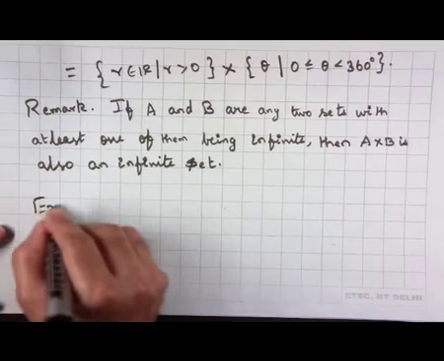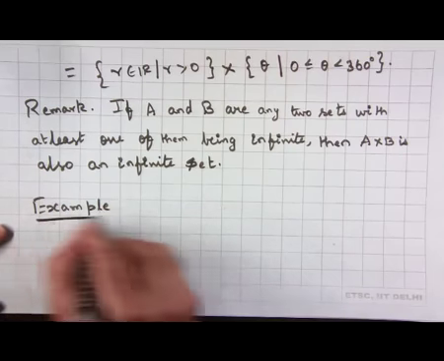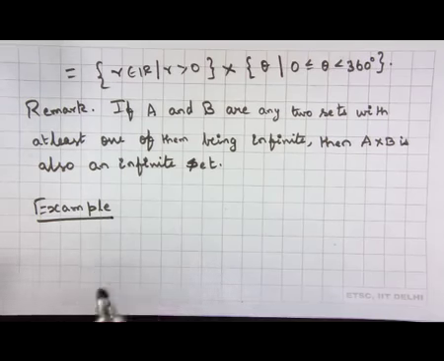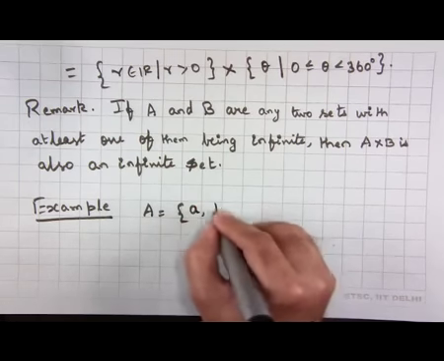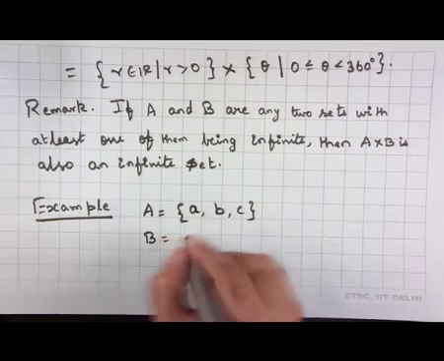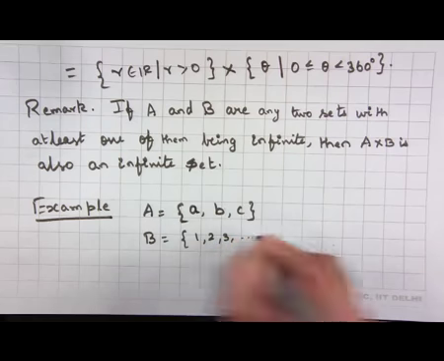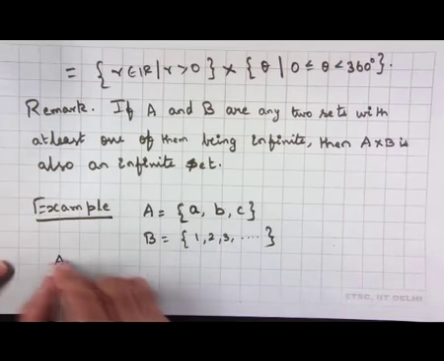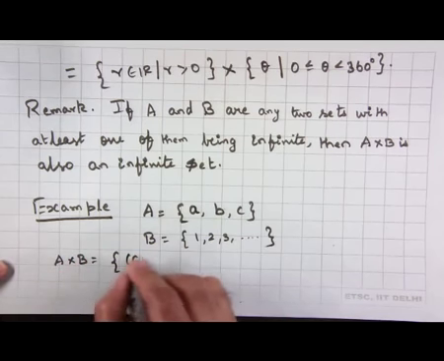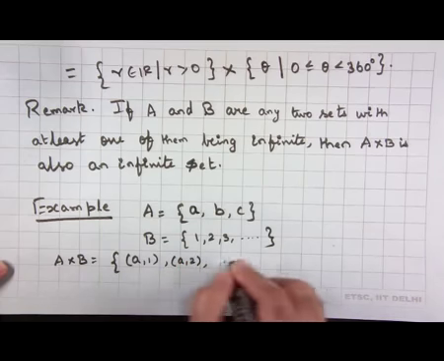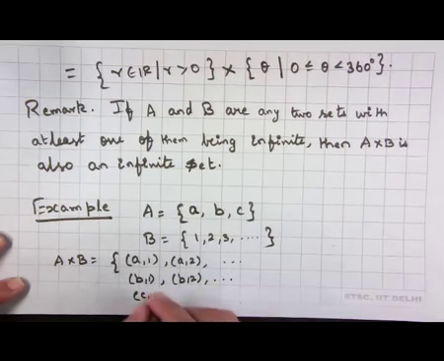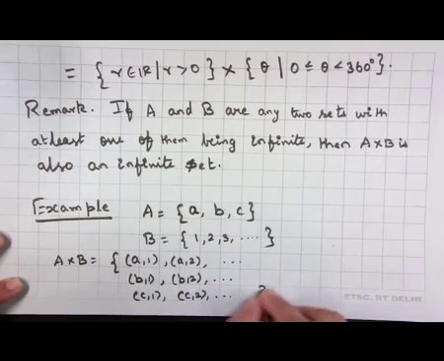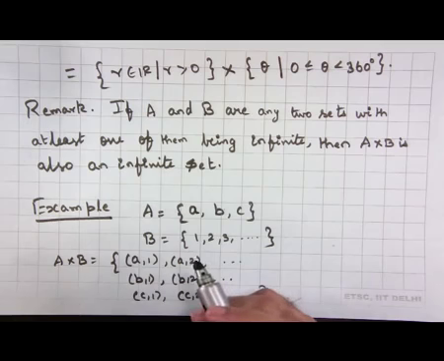So, let us do one simple example. Let us choose A as just small a, small b and small c, and capital B as 1, 2, 3 etcetera. Now, A cross B is going to contain a comma 1, a comma 2 dot dot dot, b comma 1, b comma 2 dot dot dot, and c comma 1, c comma 2 dot dot dot. So, although A is finite, since B is infinite, this says that A cross B is infinite.